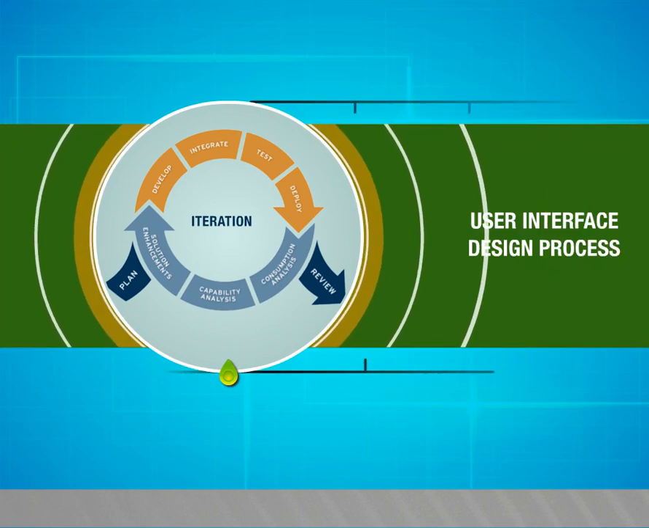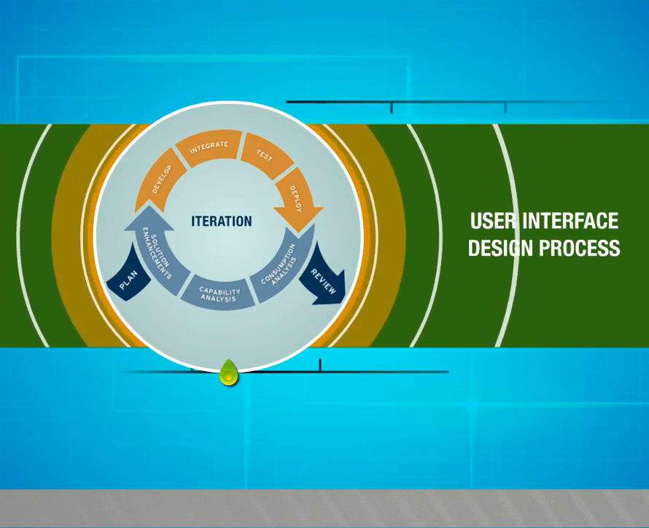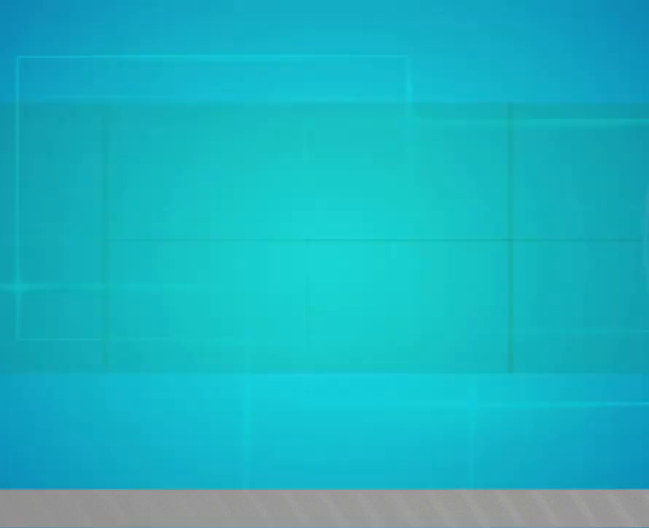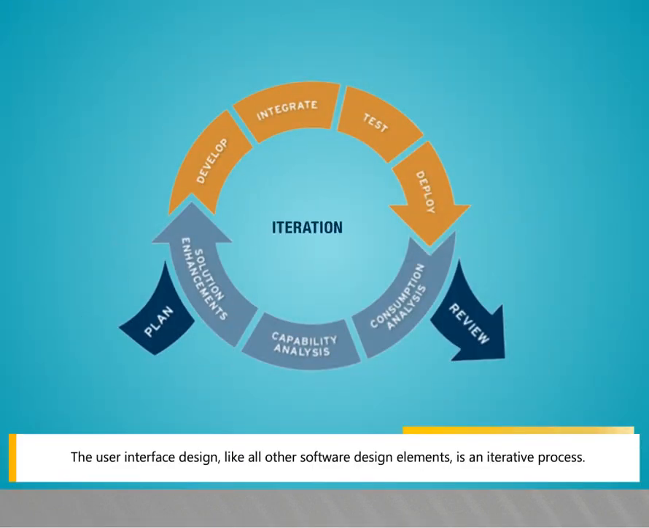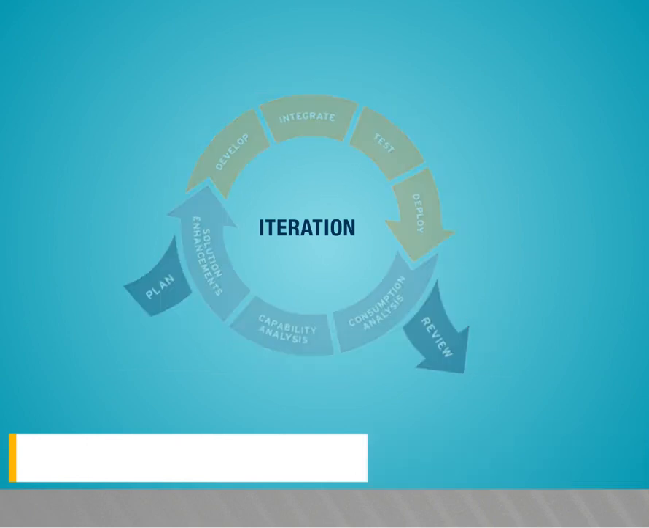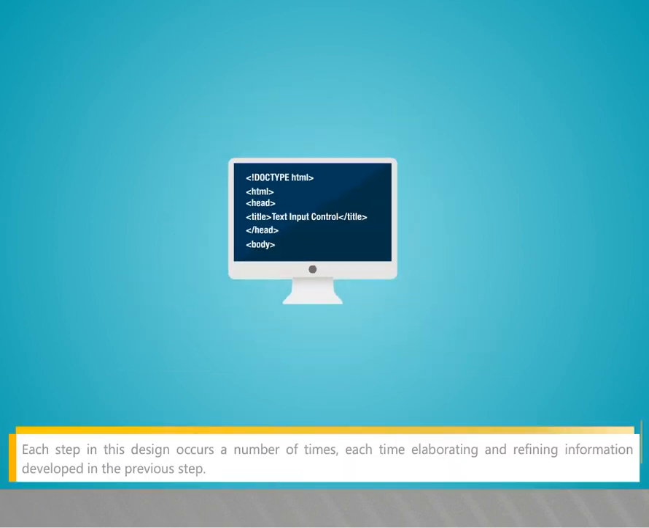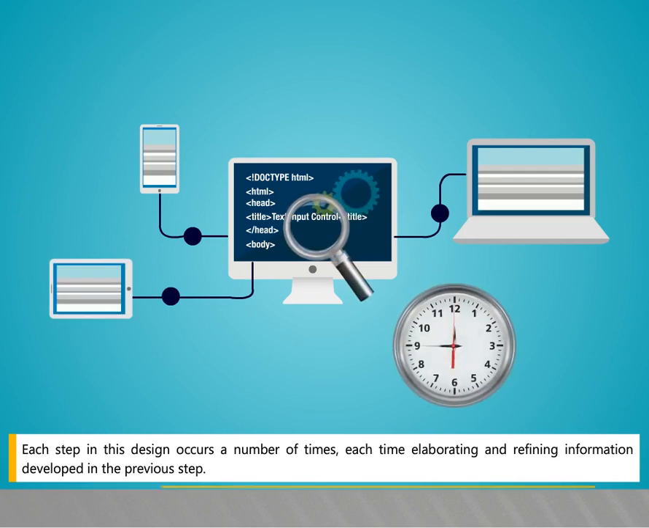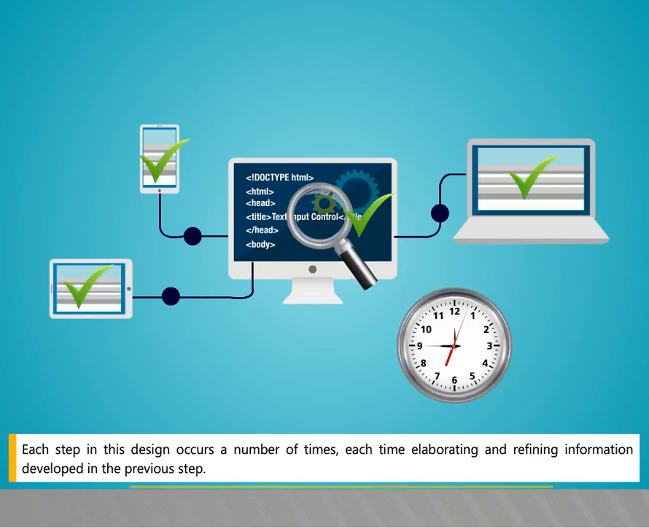User interface design process. In this video, we are going to see about user interface design process. The user interface design, like all other software design elements, is an iterative process. Each step in this design occurs a number of times, each time elaborating and refining information developed in the previous step.